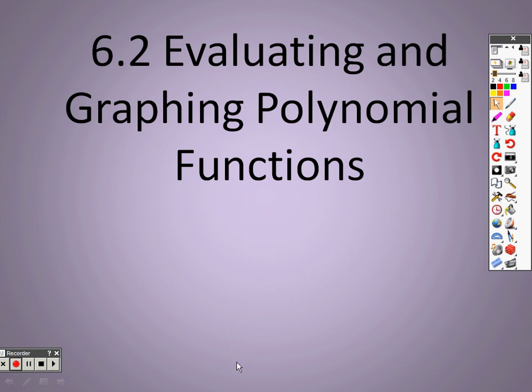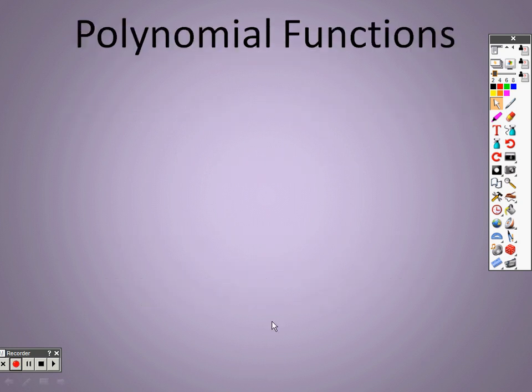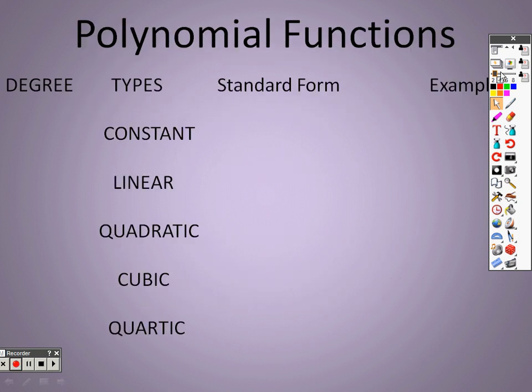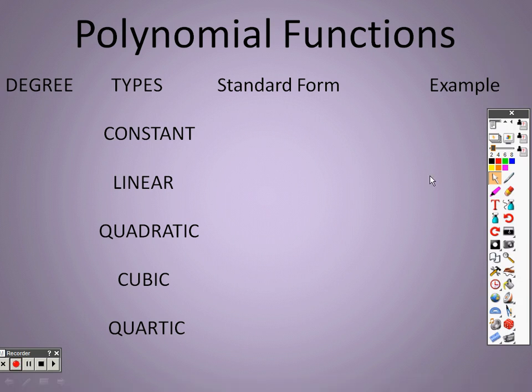6.2 Evaluating and Graphing Polynomial Functions. So a polynomial function. Basically what this is all saying is that if you have a constant term, that means that the degree is 0, and the standard form isn't really that important, but a constant polynomial function is a function that you probably know of. It's like me saying y equals 3, y equals 8, y equals 7. It's just a number. That is a constant polynomial function.